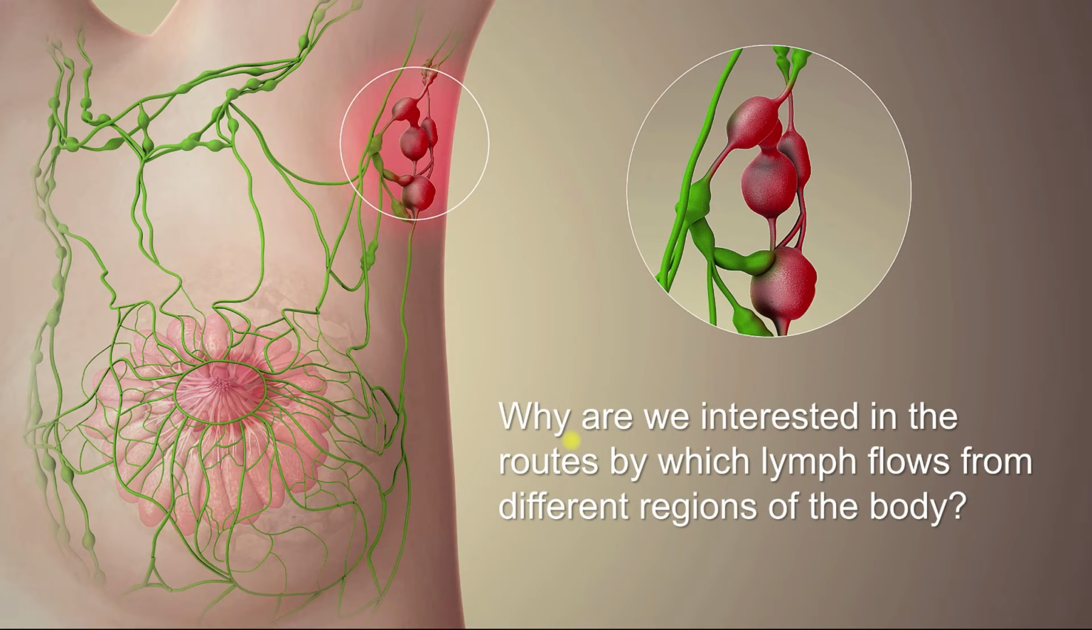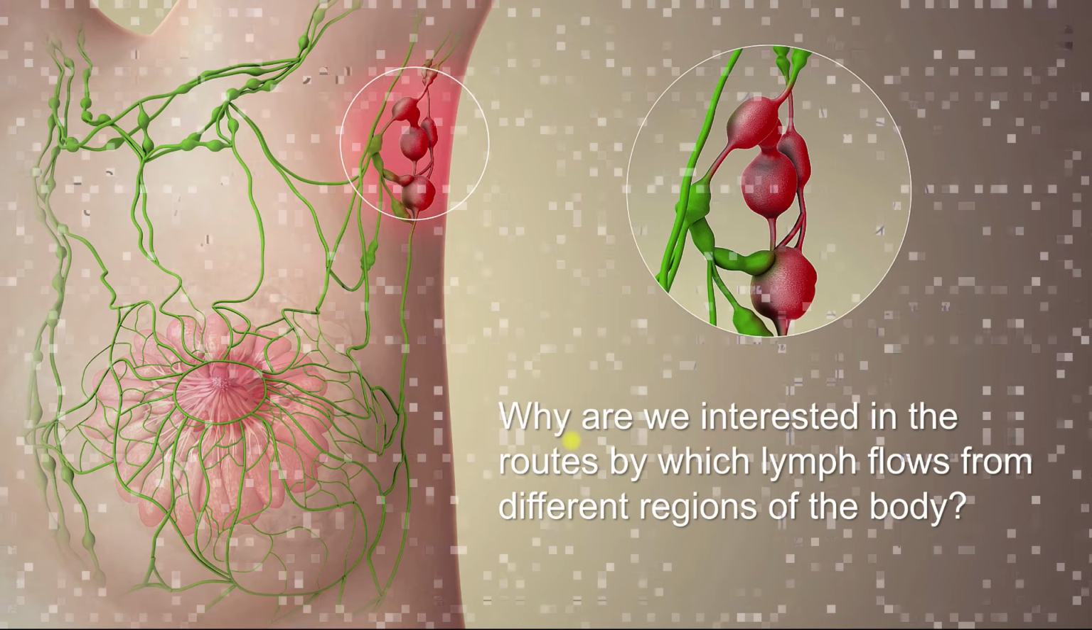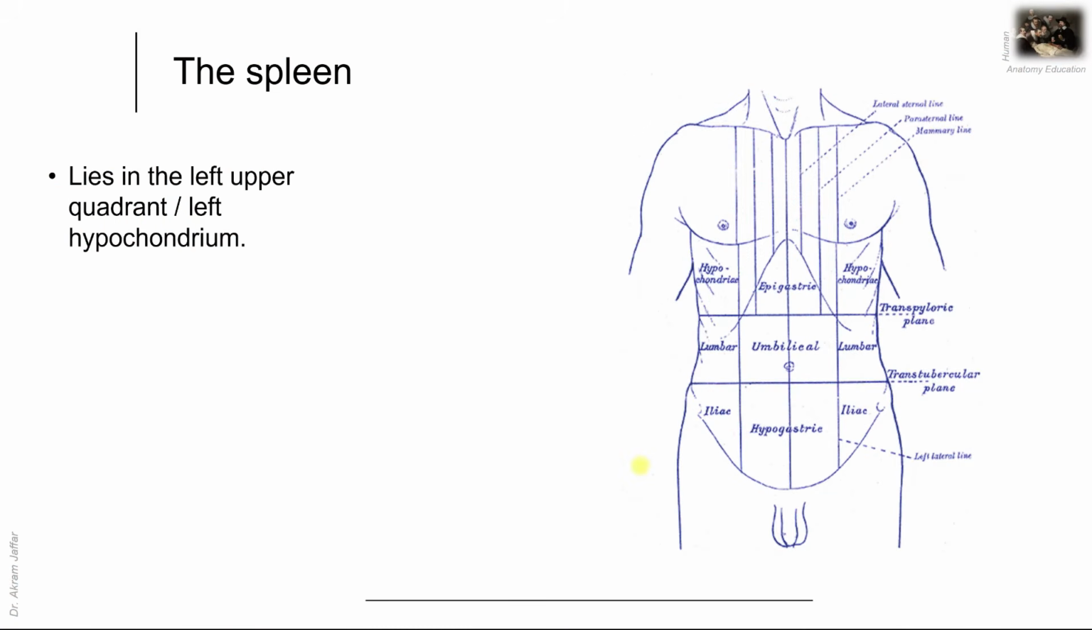Right. Now, why are we interested in the routes by which lymph flows from different regions of the body? We are interested in this because knowledge of these routes is essential to understand the lymphatic spread of infections as well as cancer. Now remember that we said that the lymphatic system consists of lymphatic vessels and the lymphatic organs, and the lymphatic organs are primary or secondary lymphatic organs. We dealt with the lymph nodes. Now I will deal with the spleen as another lymphatic organ.